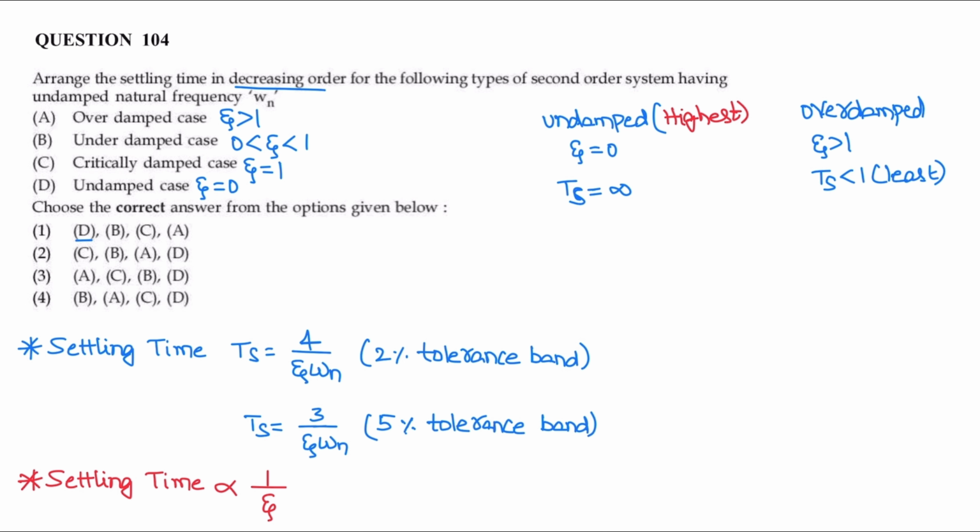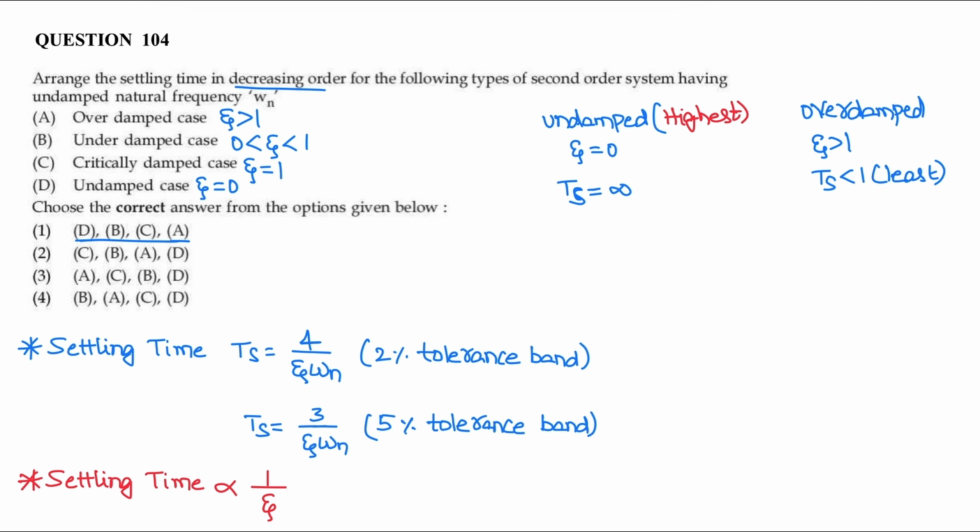Which is the least value. Therefore, in decreasing order, highest is for the undamped system and lowest is for the overdamped case. So undamped system, followed by underdamped and then critically damped. So that is D, C, B, A.